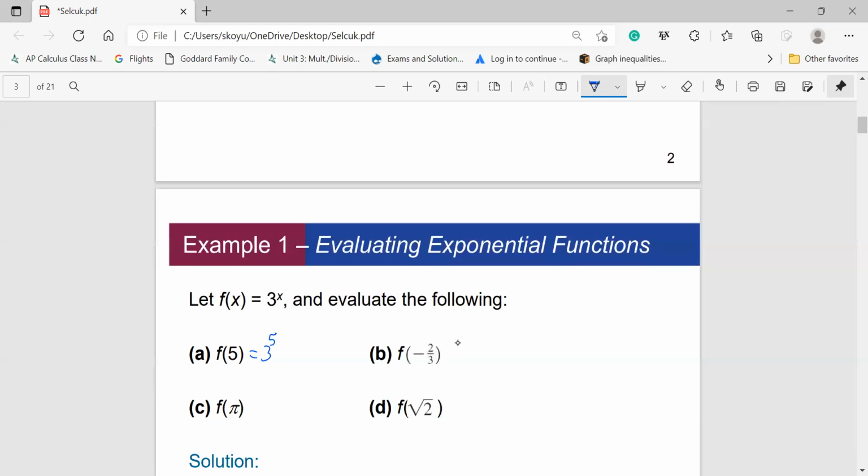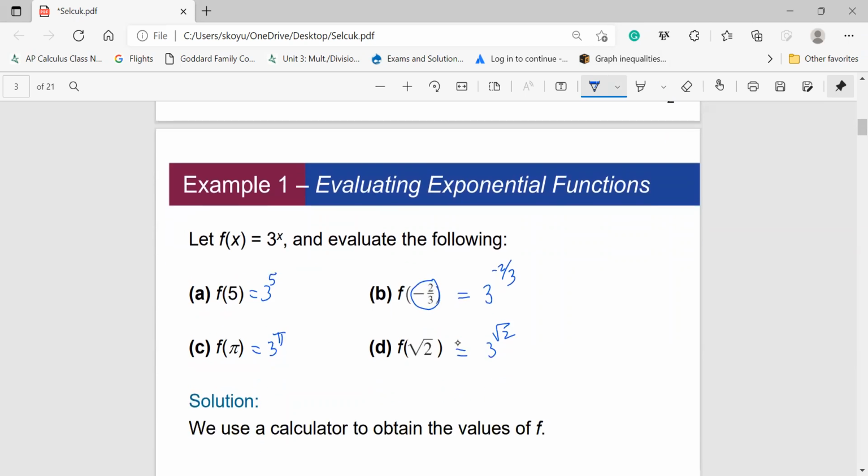And then over here, your input is x equals negative 2 over 3, so this will be 3 to the negative 2 over 3 power. This is something that you should use a calculator for. Then same thing here, x is pi, so this will be 3 to the power pi, which also needs a calculator. And this one is 3 to the square root of 2.